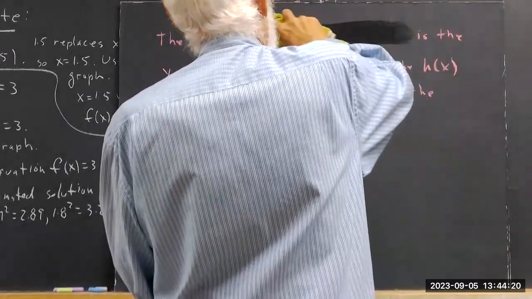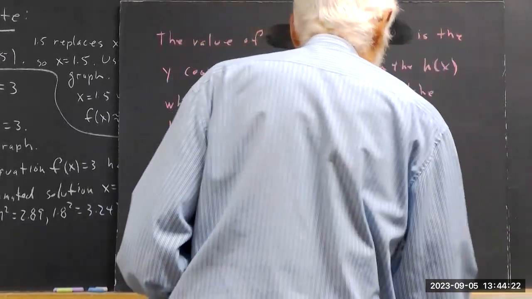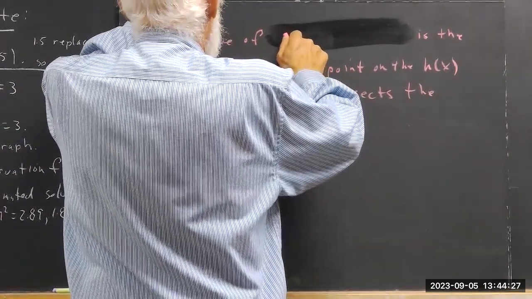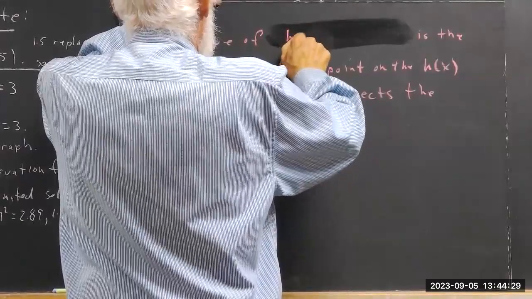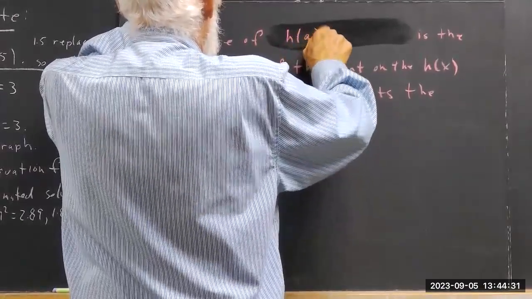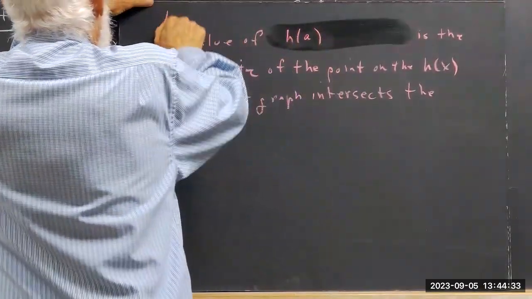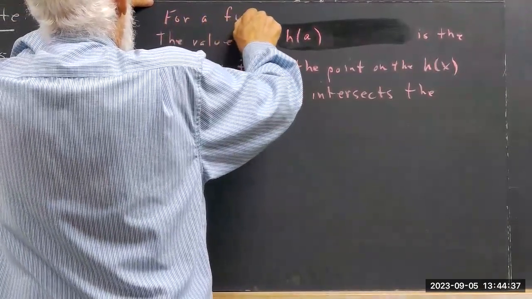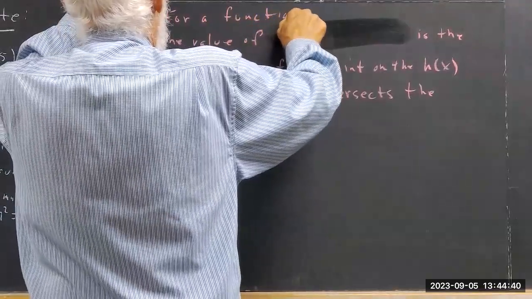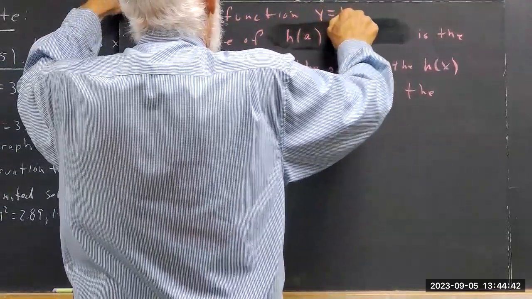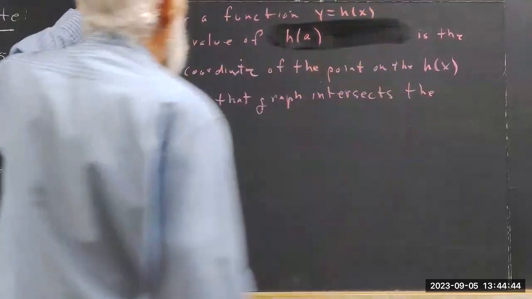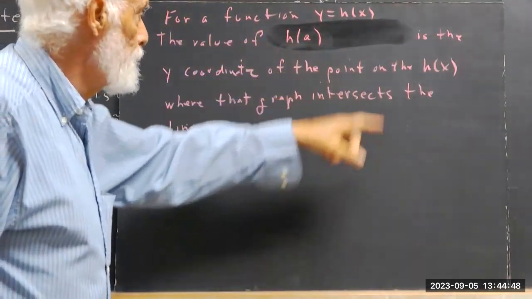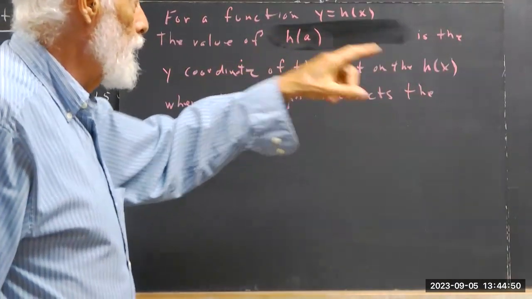I got that far in my statement and realized it was going to work out the value of... Okay, for a function y equals h of x, the value of h of a is the y coordinate of the point on the h of x graph.